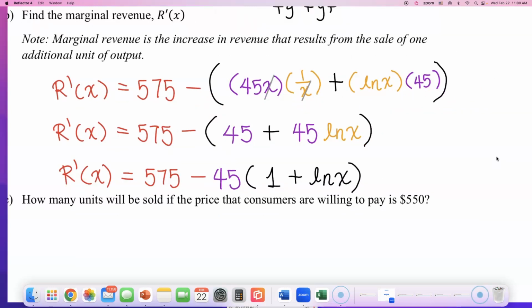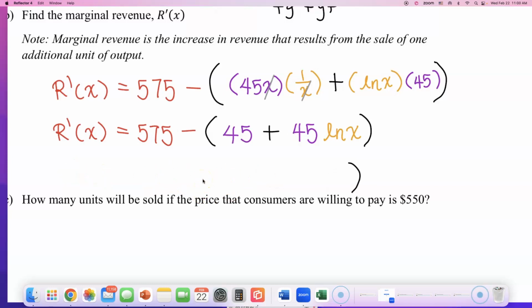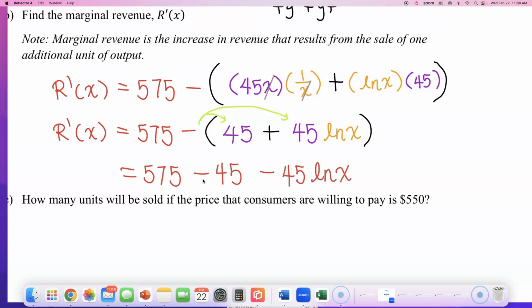I take it back. I'm actually going to distribute this minus and then combine the constants. Okay, all right, let's see. Sorry, I didn't think through this. All right, how about I distribute this negative sign? Okay, you see what I'm trying to do, right? If I do that, I will get 575 minus 45, minus 45 natural log of x. But if I do it this way, I can combine these two, right? These are just numbers.